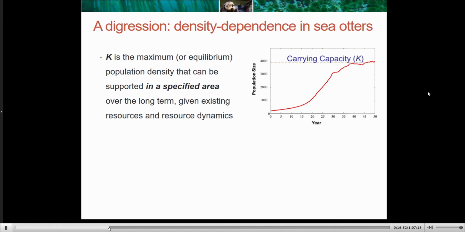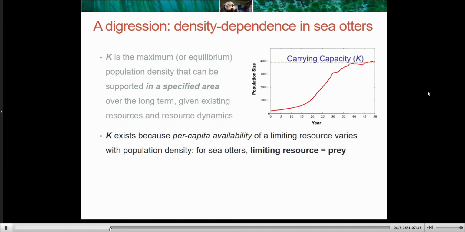But in a species like the sea otter that is spread out over this very long area, it does raise the question, what is the area over which we should be estimating carrying capacity? Is it an entire region? Is it the entire North Pacific? Or is it something smaller?